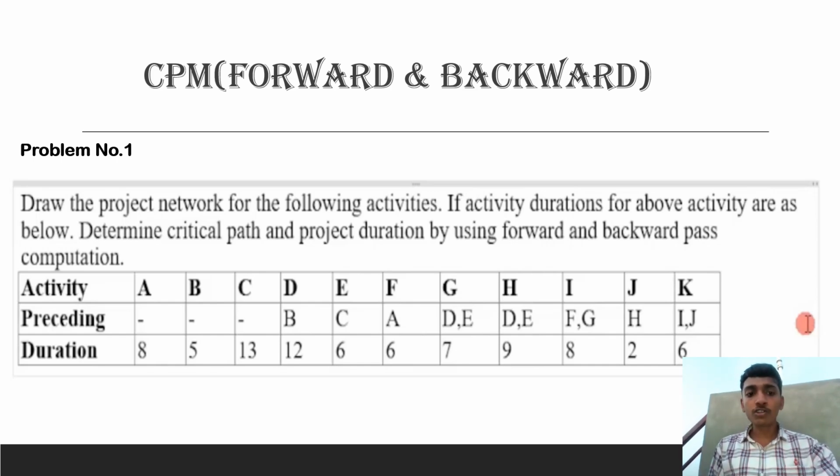Problem number one is: draw the project network for the following activities. If activity durations for the above activities are as below, determine the critical path and project duration by using forward and backward path computation. There are three columns: activity, preceding and duration. The activities are A, B, C, D, E, F, G, H, I, J and K. The precedings are: D to B, E to C, F to A, G to D E, H to D E, I to F G, J to H, K to I J. The durations are: A is 8, B is 5, C is 13, D is 12, E is 6, F is 6, G is 7, H is 9, I is 8, J is 2, and K is 6.